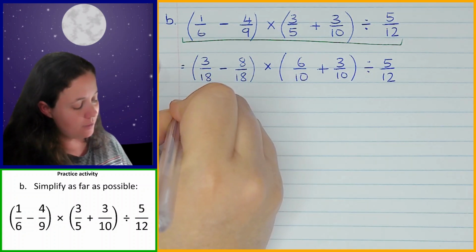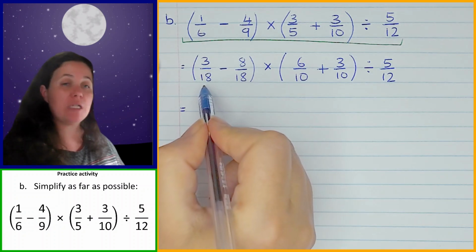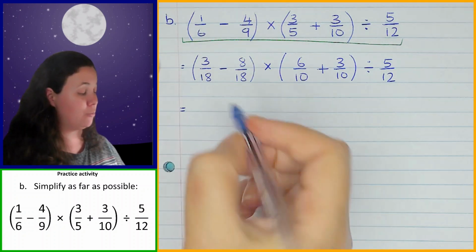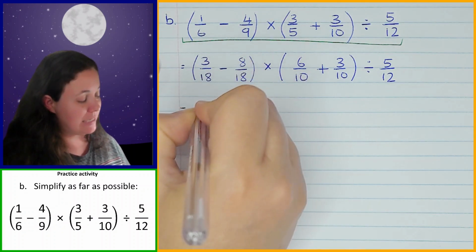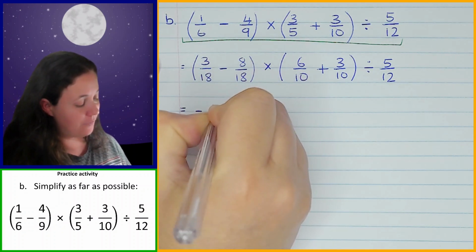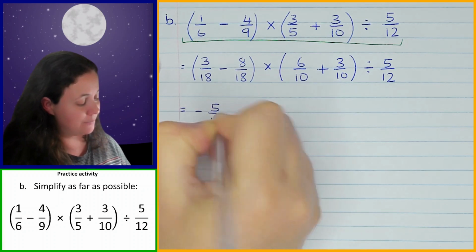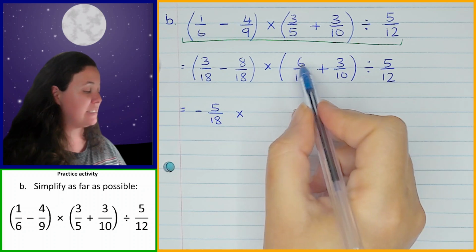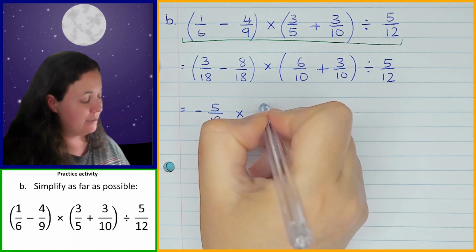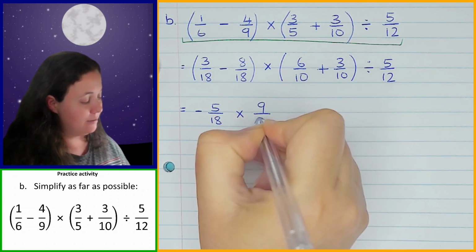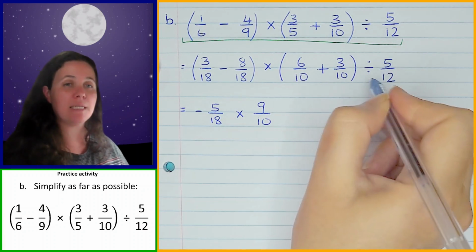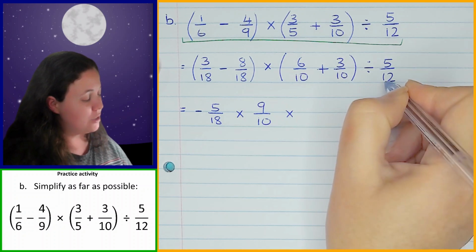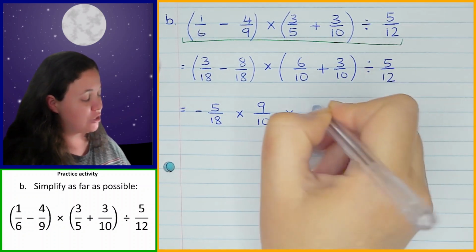Okay. Now over here, I'm going to go and simplify what I've got. So I've got 3 minus 8. I simplify my numerators. I subtract them, 3 minus 8. That gives me negative 5 over 18. And then times, over here, I'm going to simplify the 6 and the 3. 6 plus 3 is 9 over 10. And then I'm going to tip and times this now so that I'm ready to do my multiplication in the next step. So times the 12, 5 over 12 changes to 12 over 5.